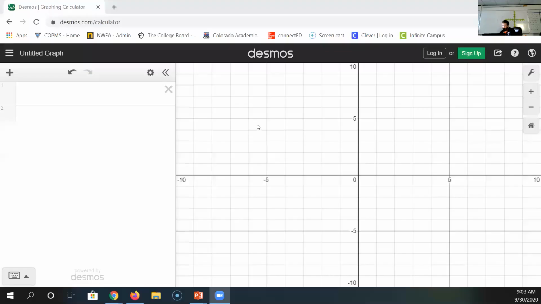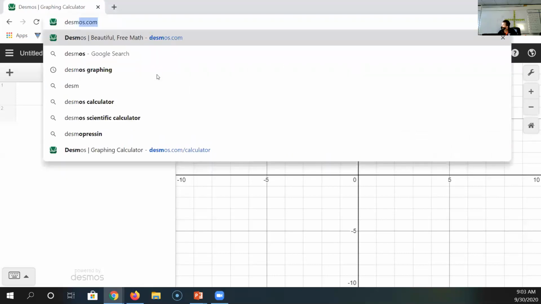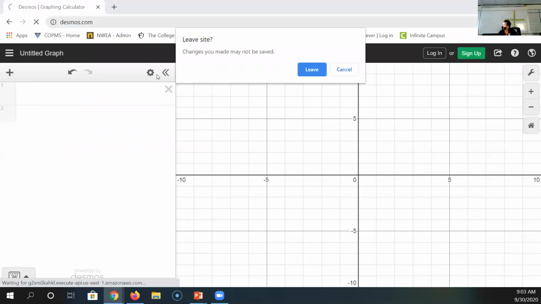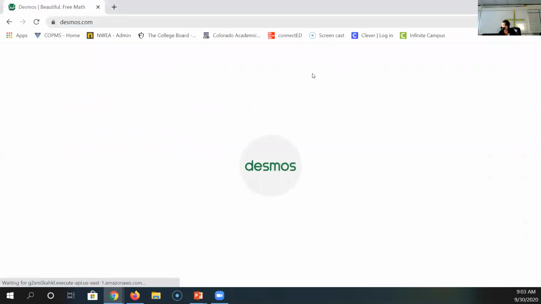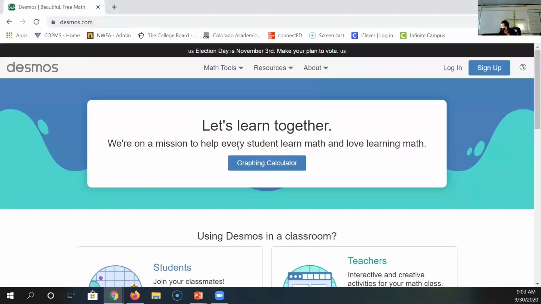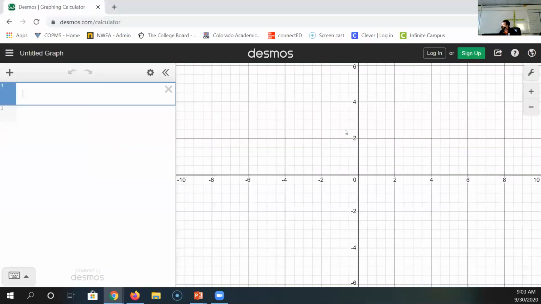Okay, the third option. Once again, this is probably the easiest one for you guys to have access to right now. It's called Desmos Graphing System, and you can see that it's just at desmos.com. So if you come to your browser, type in desmos.com, it'll bring you to something like this. You just click Graphing Calculator, and it'll take you to the graph.